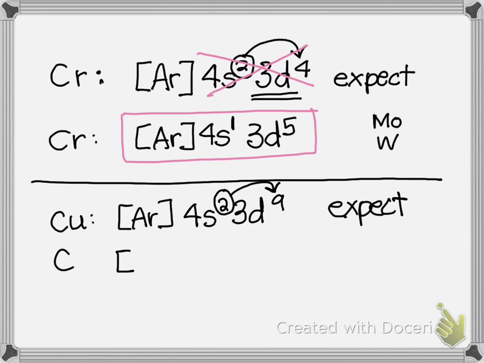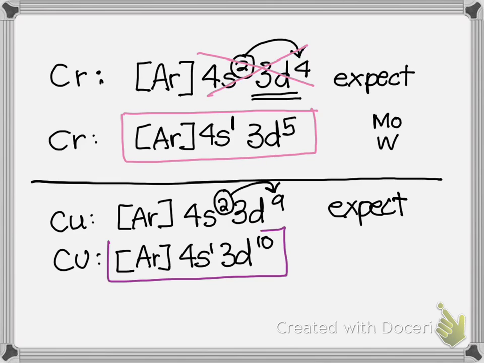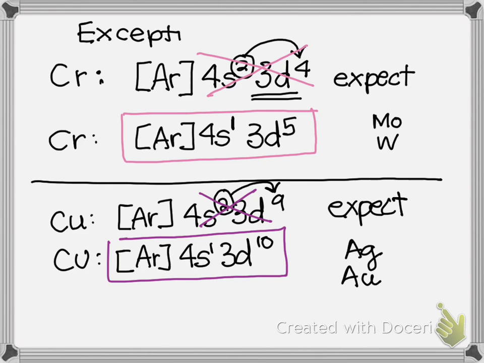So what we see is argon, all that's the same, but 4s1 3d10. So that is what we see, is this one and not this one. And the other ones that this would happen, anything under copper, so silver and gold, we would also expect this to happen. So these are two common exceptions for the filling of the electron configurations.